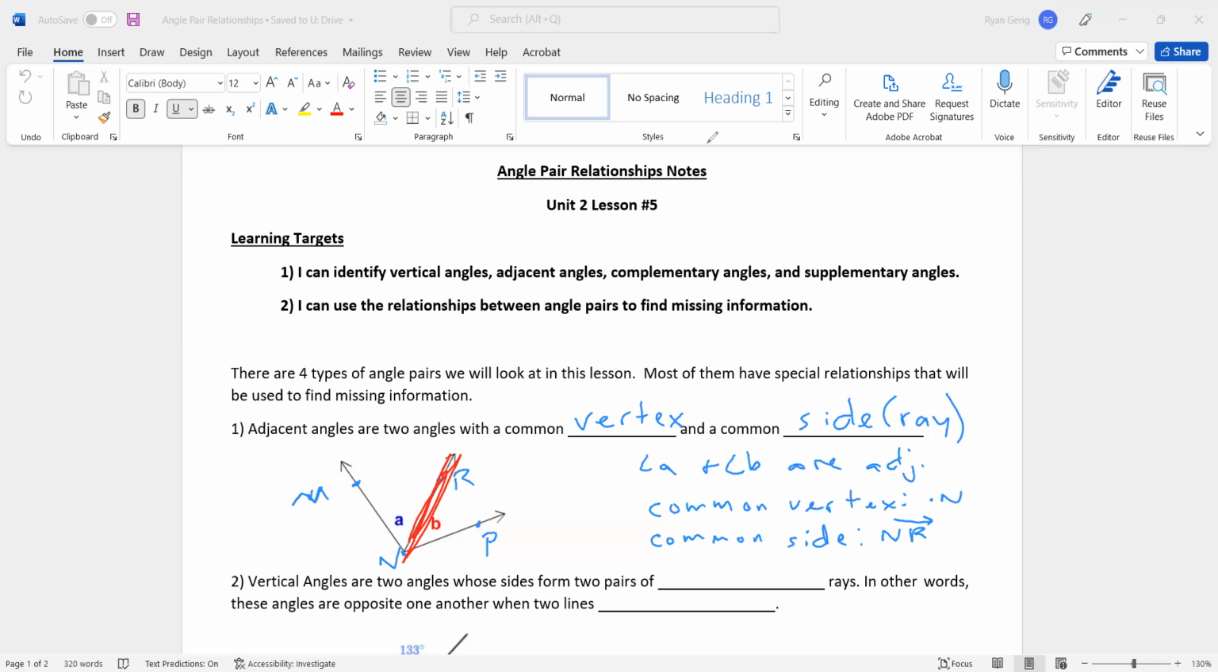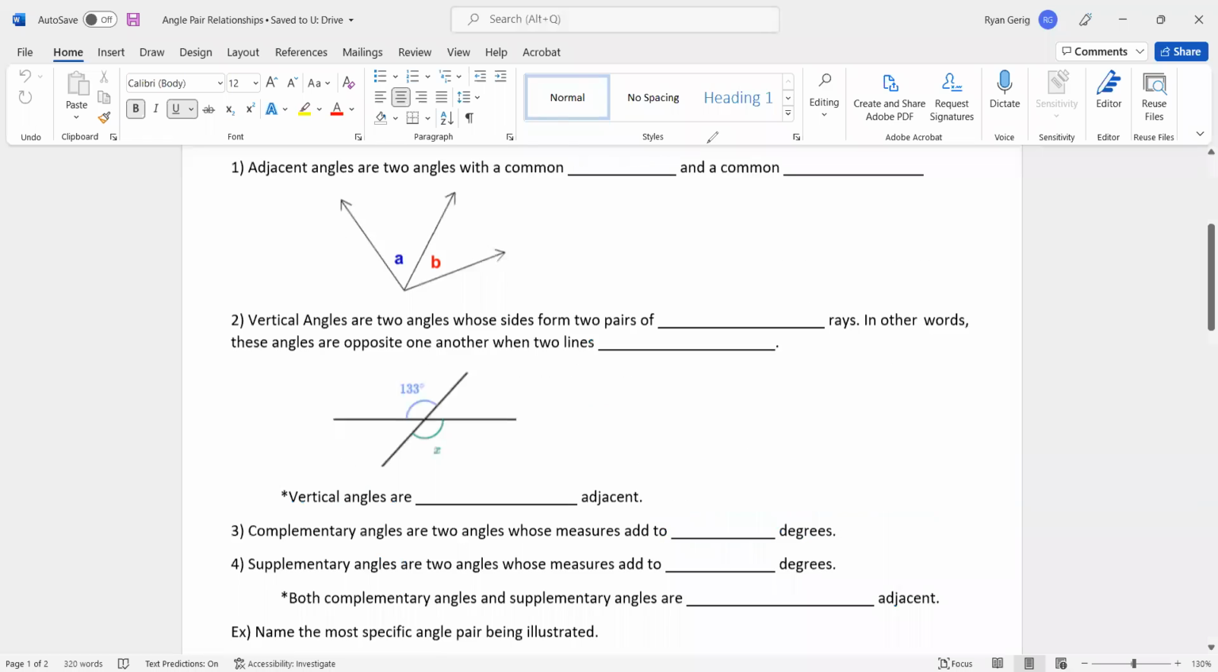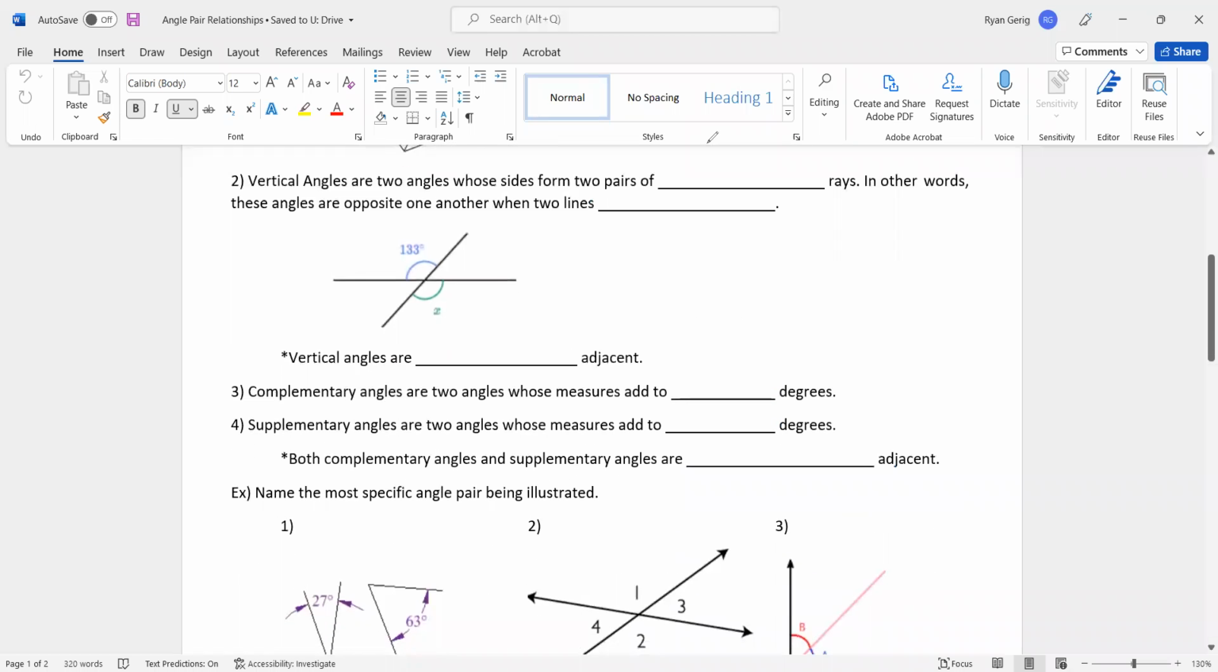I said that there's special relationships, but I also said that most of them have special relationships. This is the one that does not. They're just right next to each other. That's it. There's nothing really special about them. They're just right next to each other. Okay. Vertical angles are something you're going to use a lot.